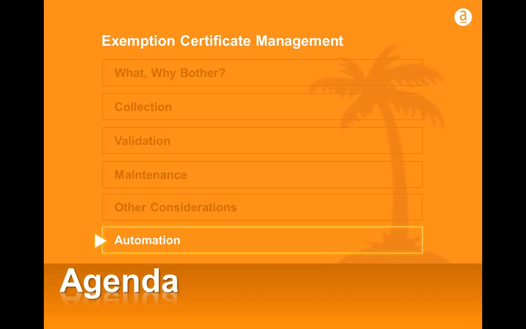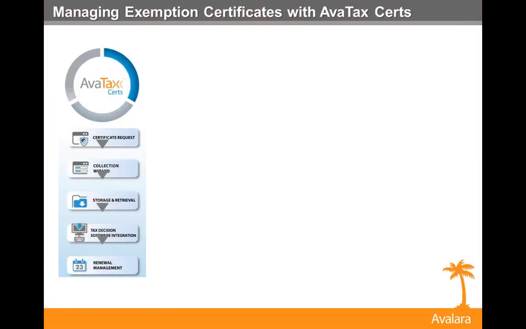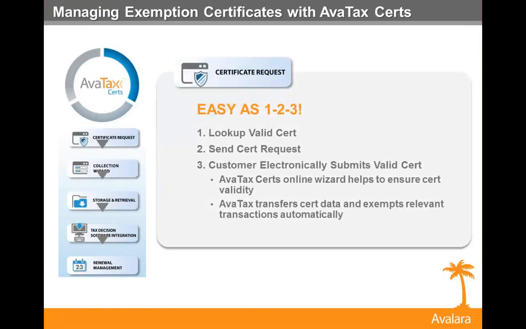So automating this exemption certificate process. Avalara has what we call AvaTax Certs, and it's actually quite easy. It allows you to look up valid certificates. You can send certificate requests to your customers directly from customer cards in your ERP or from the AvaTax Certs solution itself.